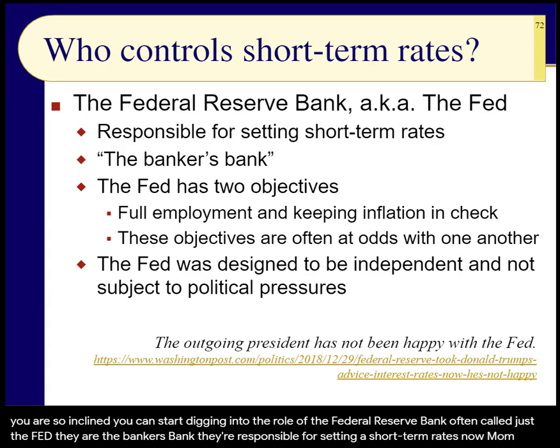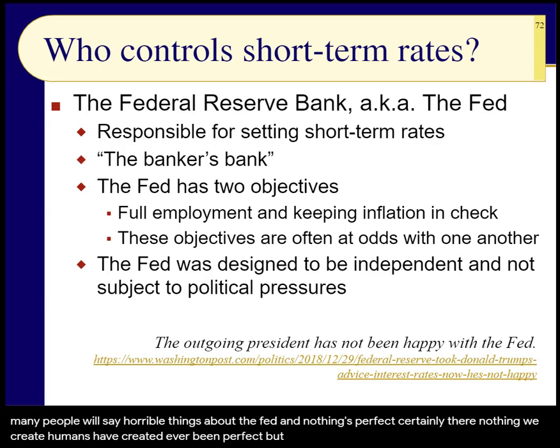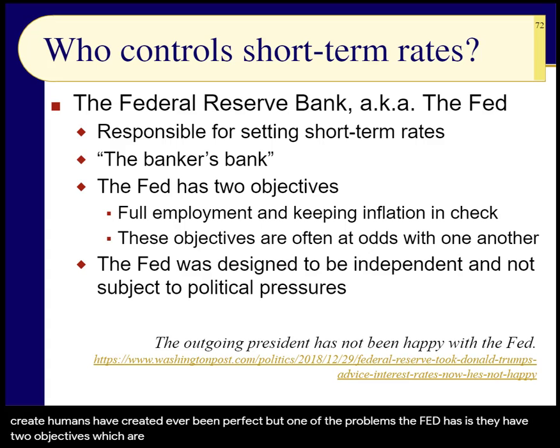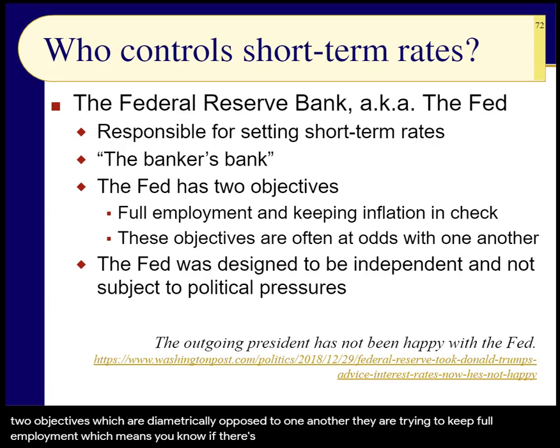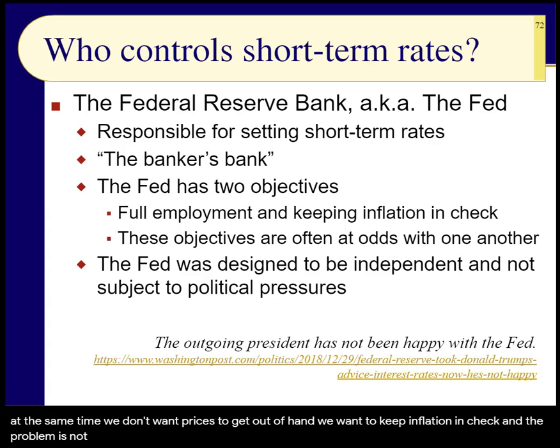Now, many people will say horrible things about the Fed, and nothing's perfect. Certainly, nothing we humans have created has ever been perfect. But one of the problems the Fed has is they have two objectives which are diametrically opposed to one another. They are trying to keep full employment, which means, if there's money to be made, we want people to make it. And at the same time, we don't want prices to get out of hand. We want to keep inflation in check.